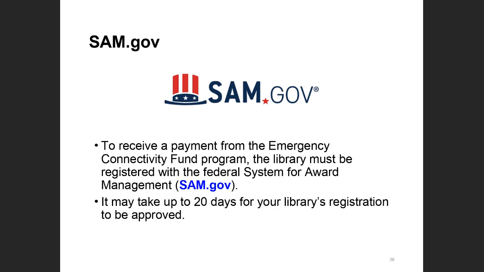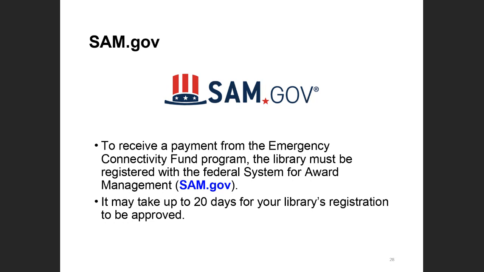An extra requirement is that your library will have to register with sam.gov, which is the System for Award Management, in order to receive disbursements from the Emergency Connectivity Fund. Again, this is required because this is a federal allotment versus the telecommunications fees that fund the E-rate program. So if you're at all thinking about going through this process to get emergency connectivity funding, you may want to go ahead and start the process of setting up your library in this system if you're not already registered, because it can take up to 20 days for registrations to become active.